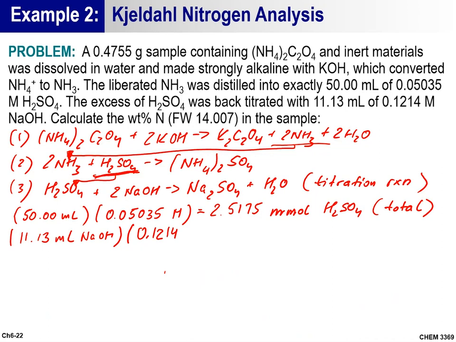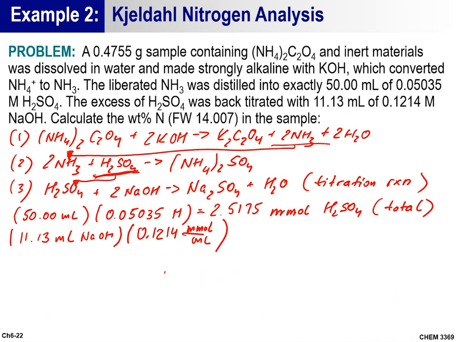0.1214. It's sometimes more convenient to use the milliliters and millimoles. So if it is molarity, molarity is moles per liter or millimoles per milliliter. You're gonna get the same numerical value, okay? So this is millimoles per milliliter. So these are the moles or millimoles actually of sodium hydroxide that were required to reach the end point in the back titration.